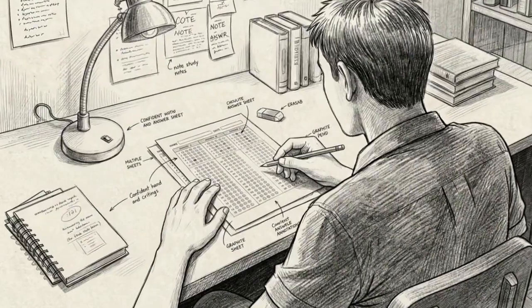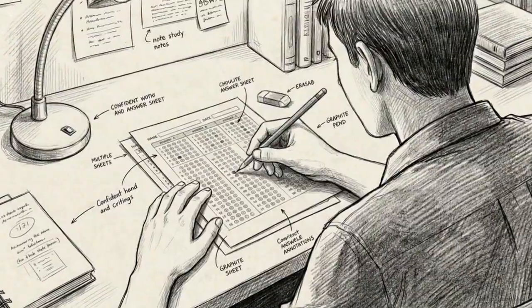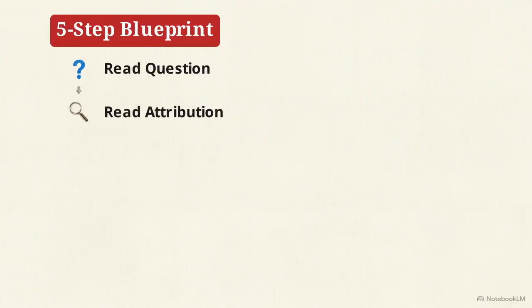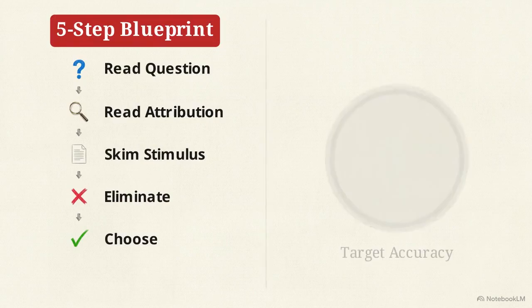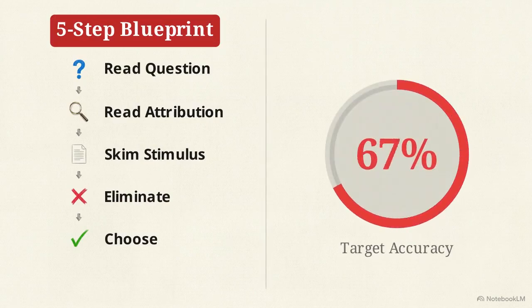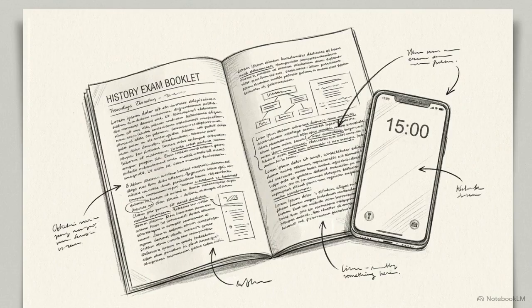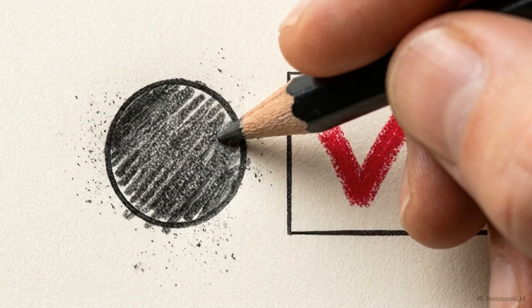You now know how to systematically dismantle a highly complex AP question in under 60 seconds without panicking. Here is your 5-step chart. Read the question, read the attribution, skim the stimulus, eliminate distractors, and choose. And remember, you don't need a perfect score. Hitting a 75% accuracy rate on this section puts you on track for a perfect 5. Pull out a practice exam right now, set a strict 15-minute timer, and apply this exact operational order to 15 questions.